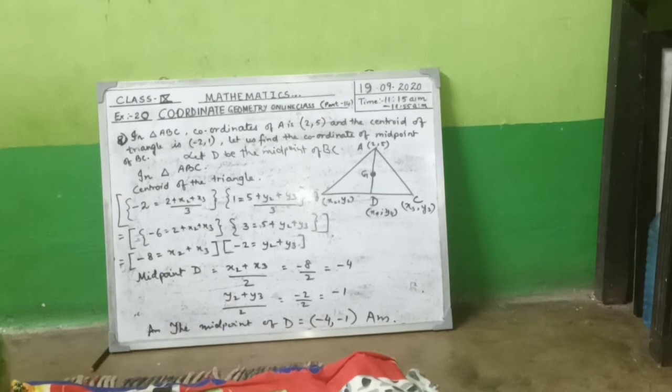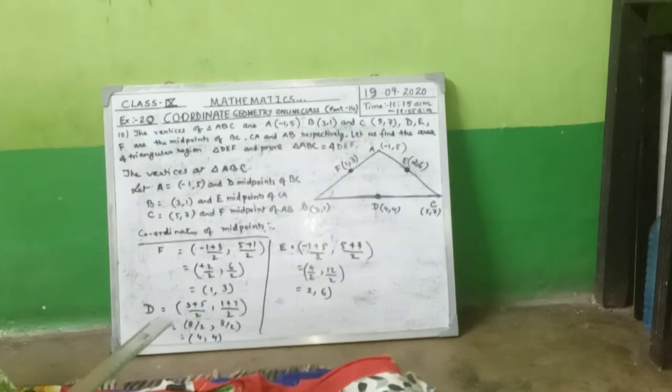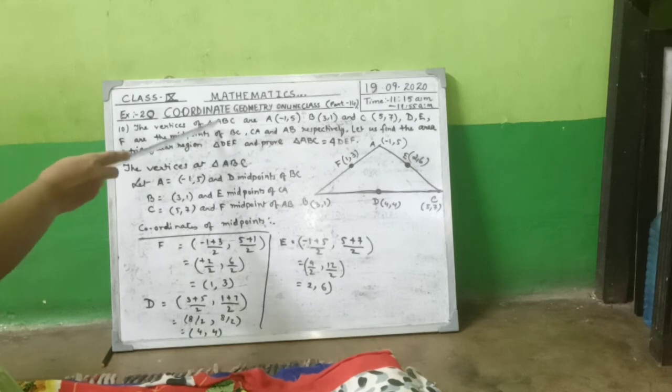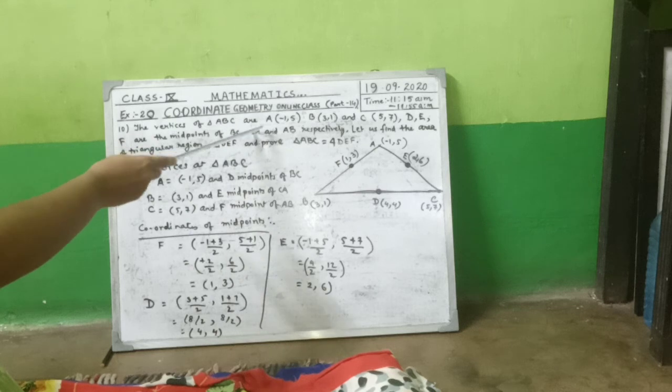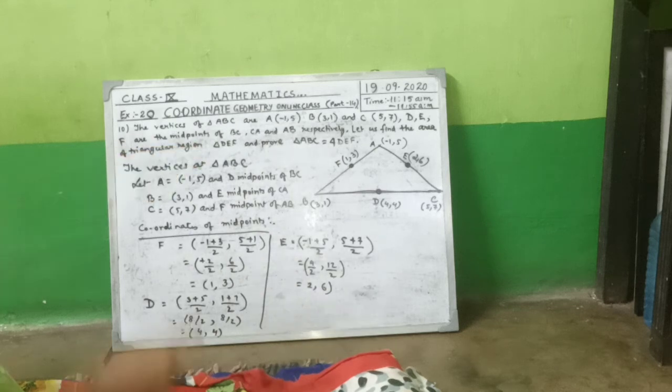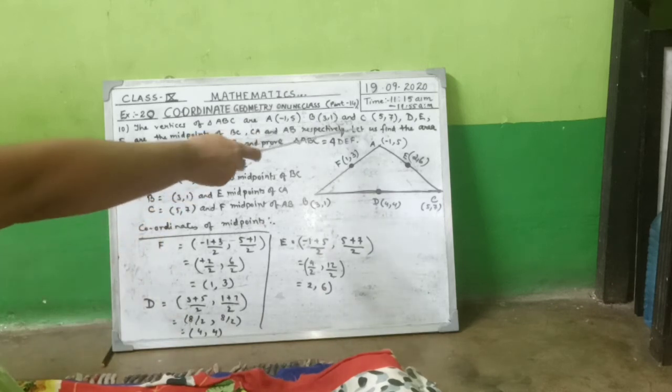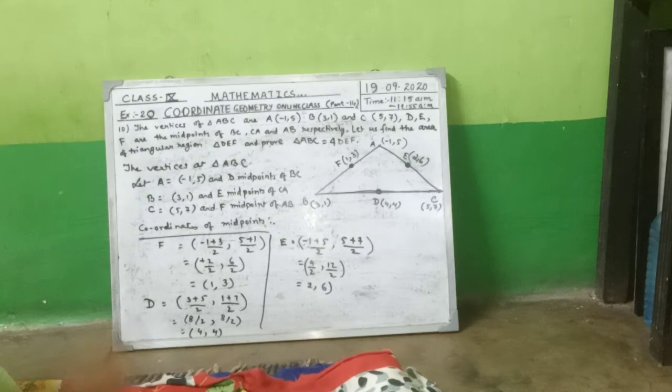And now we will proceed to the last but not least sum, that is sum number 10. The vertices of triangle ABC are A (minus 1, 5), B (3, 1) and C (5, 7). D, E, F are the midpoints of BC, CA and AB respectively.